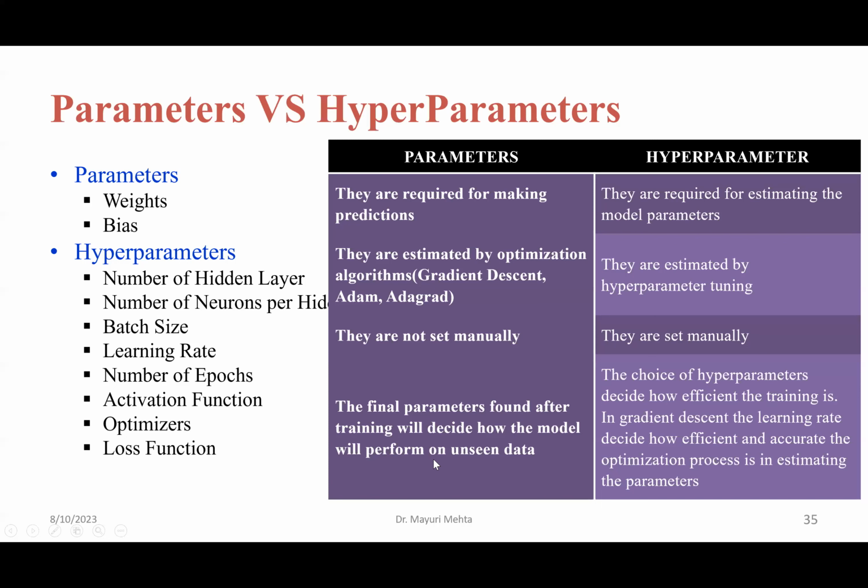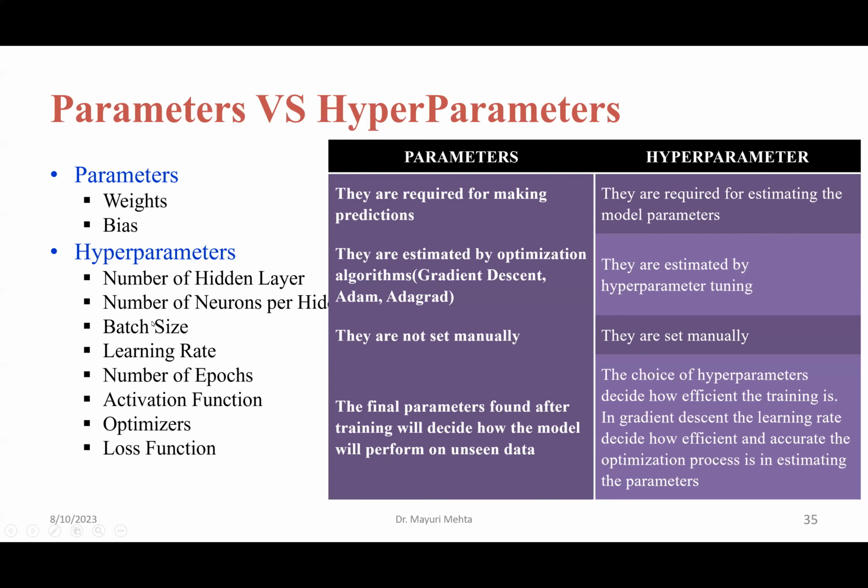It depends on how we tune our hyperparameters, because these hyperparameters are used to estimate them. So if we set these hyperparameters properly, and if we get their optimal values, then we will also get optimal values for weights and bias, and they will help us to perform efficiently on unseen future data.